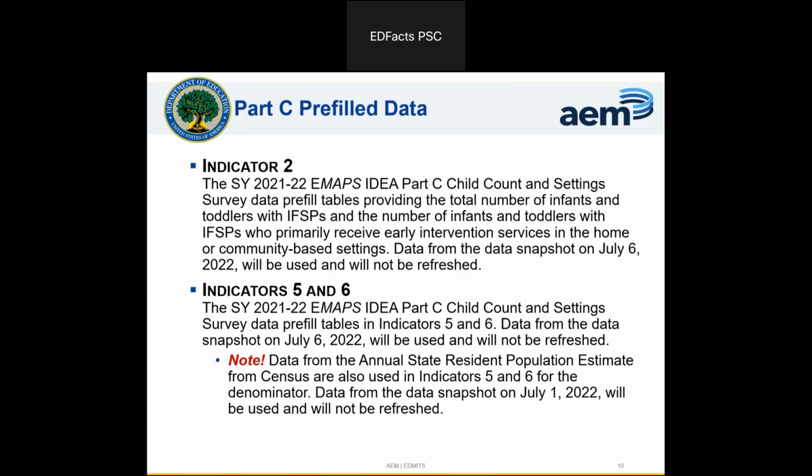Another note is that data from the annual state resident population estimates from census are also used in indicators 5 and 6 for the denominators. So data from a snapshot on July 1st, 2022 will be used from census and will not be refreshed.